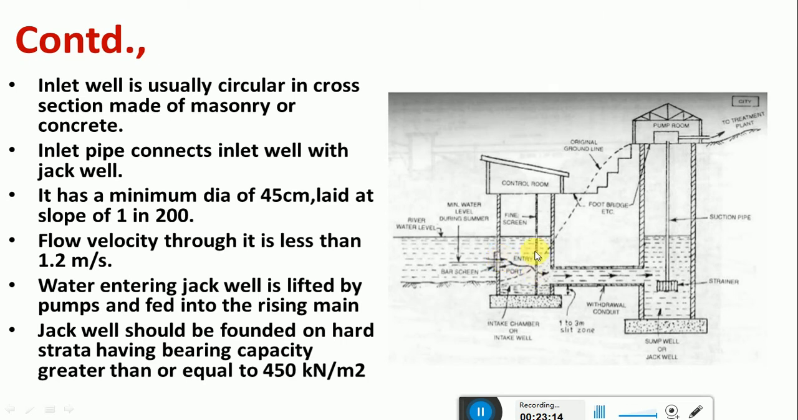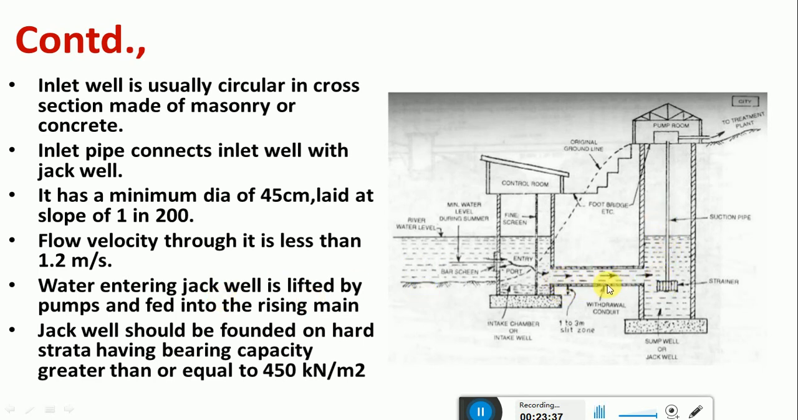Okay, and this intake pipe is connected to the intake well. This is also called the sump well, wet well or jack well. It has a minimum diameter of 45 cm laid at a slope of 1 in 200. And water enters this jack well.